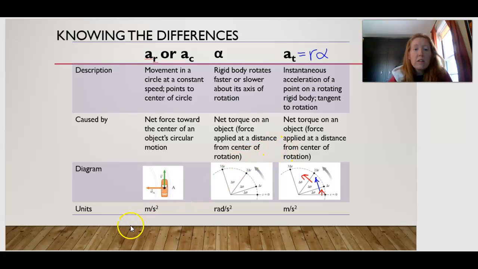Okay, we're going to look at a simulation to try to put those two together, right? Because this is happening simultaneously. It's doing both, if you're talking about a penny on a record player or something.